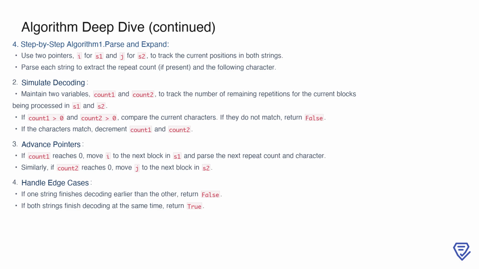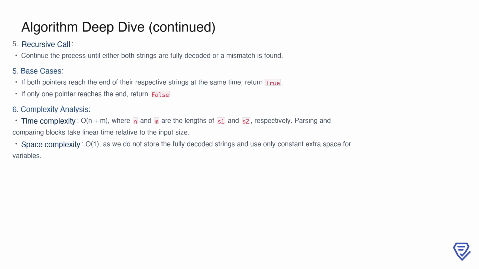It's also important to handle edge cases, such as when one string finishes decoding earlier than the other. In such cases, we return false. If both strings finish decoding at the same time, we return true to indicate they are equivalent. We continue by making recursive calls to repeat this process until we either fully decode both strings or identify a mismatch. The base cases are straightforward. If both pointers reach the end of their strings simultaneously, we return true, since the strings match. If only one pointer reaches the end, we return false, as they are not equivalent.